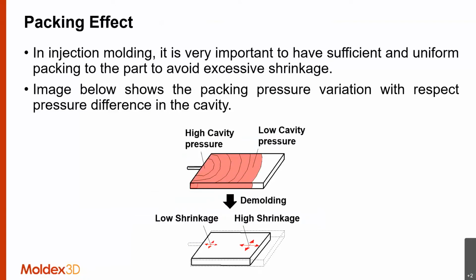I can say this is the major contributor sometimes, because in injection molding, it is very important to have sufficient and uniform packing. I can highlight that uniform packing should be there to the part to avoid excessive shrinkage. The image below shows the packing pressure variation with respect to pressure difference in the cavity.